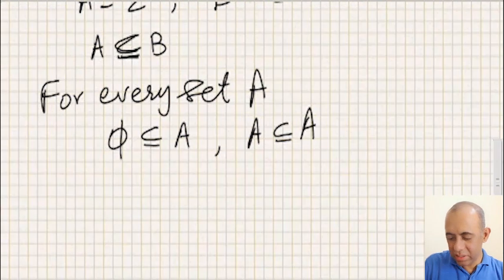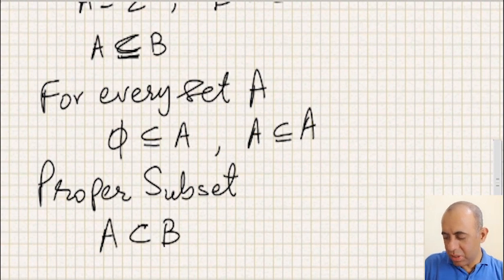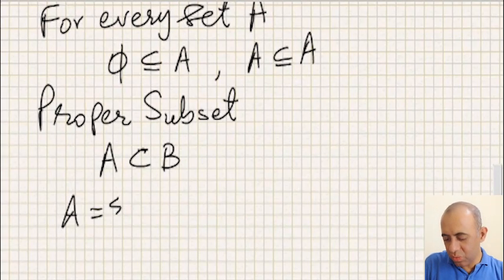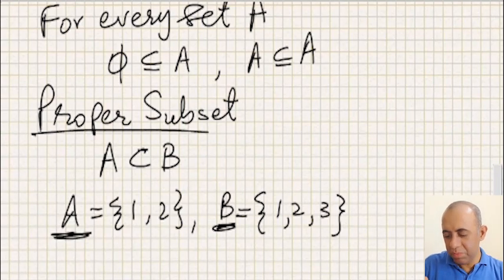So then there is a definition called a proper subset. And proper subsets are those subsets where, for example, we have A equal to {1, 2} and B equal to {1, 2, 3}. So now A will be a proper subset of B.